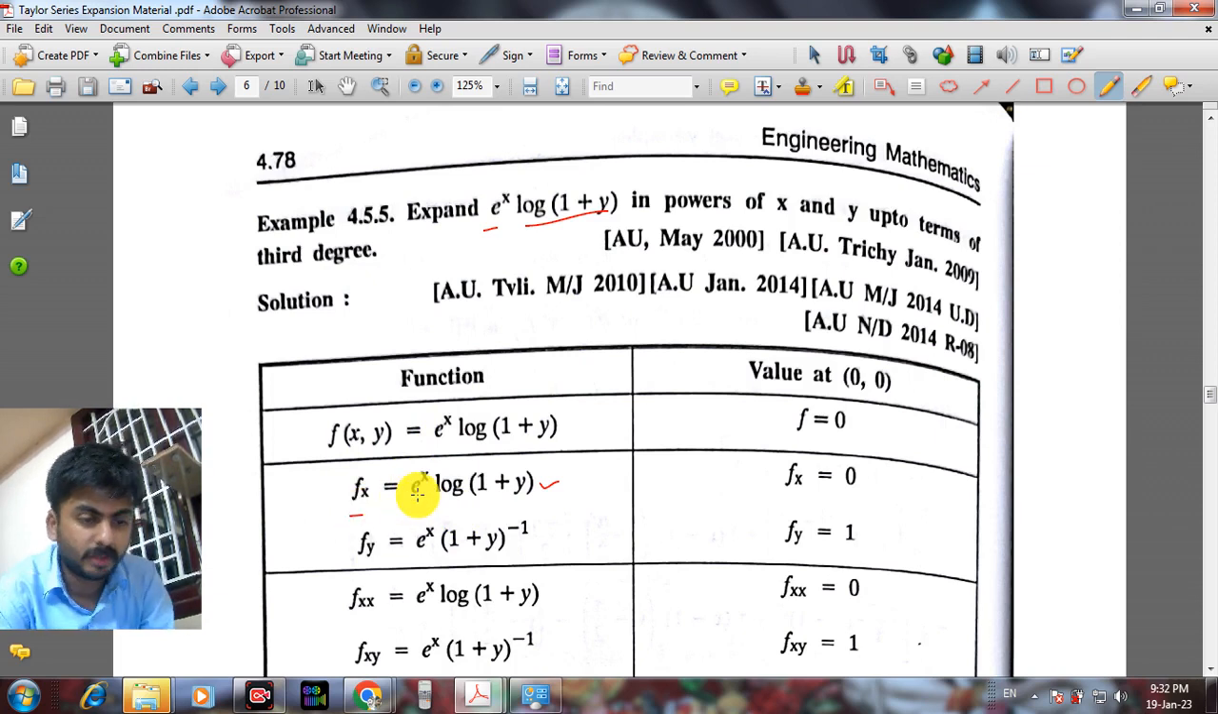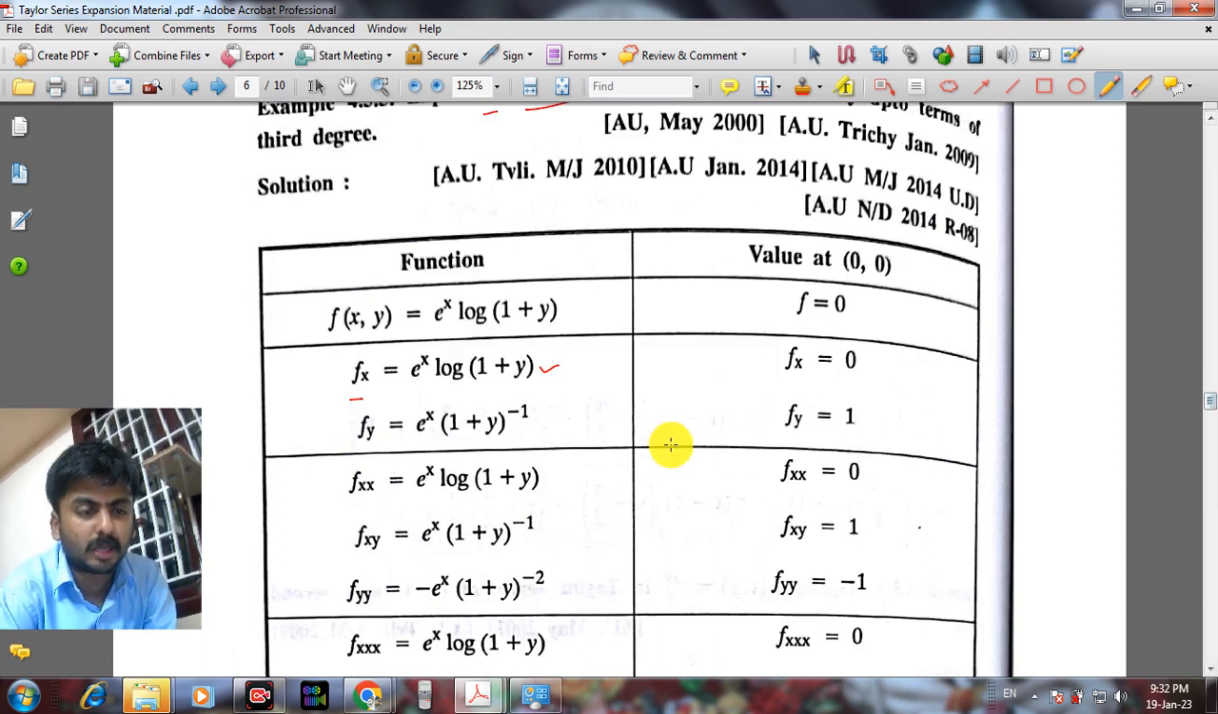So we have the value e power x log of 1 plus y, which is common for fx, fxx, and f triple x. Then we have fy. Now we want to find fy. Here e power x is constant. When differentiating a logarithmic function, I will get 1 divided by 1 plus y, that is, 1 plus y whole inverse.